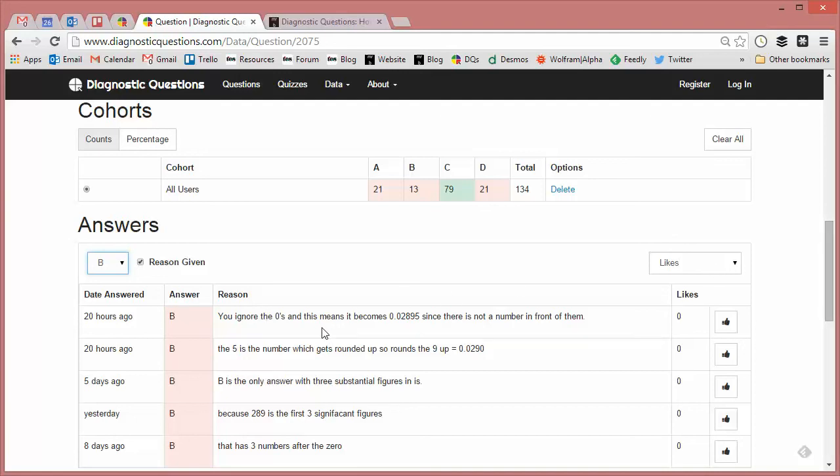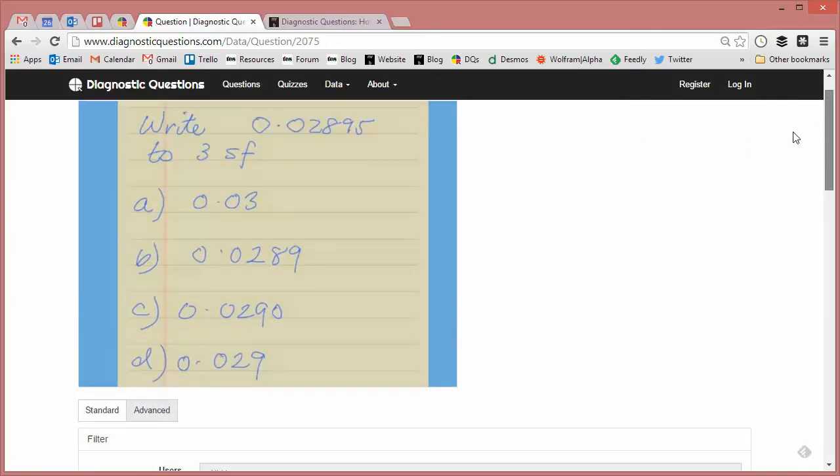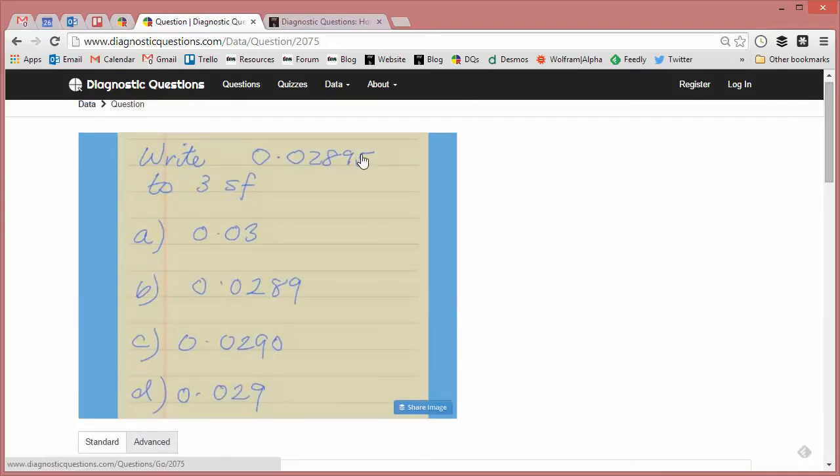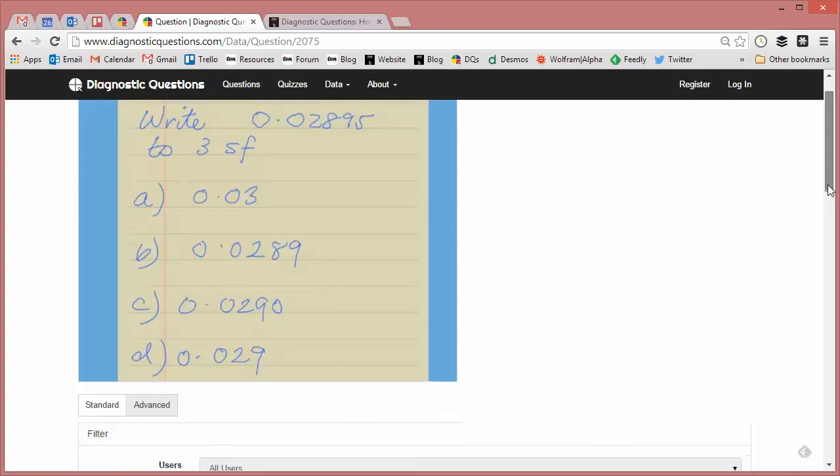You ignore the zeros, well that's a positive start, and it becomes that since there's not a number in front of them. But they seem to have ignored this 5 at the bottom, and that's even clearer here because 289 is the first 3 significant figures. So there's a classic misconception there of not accounting for this 4th significant figure. It's a different misconception that's apparent in A. There's clearly a knowledge that these zeros have to be accounted for with significant figures, but crucially this 9 hasn't been brought into play.